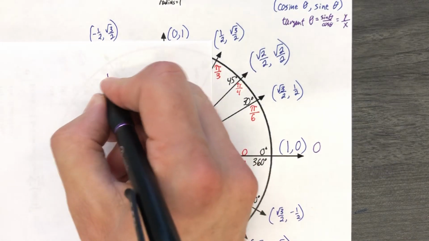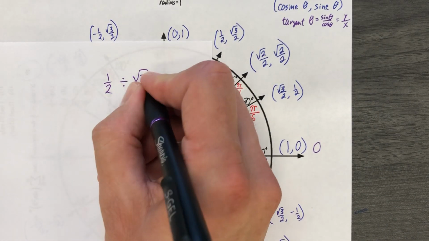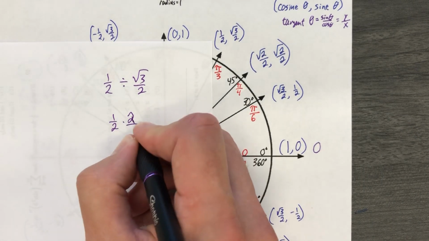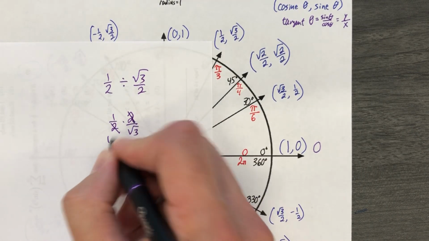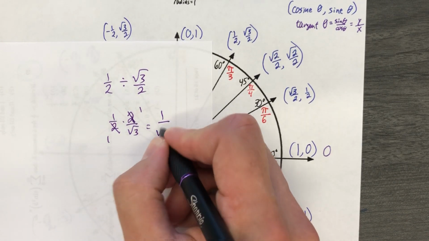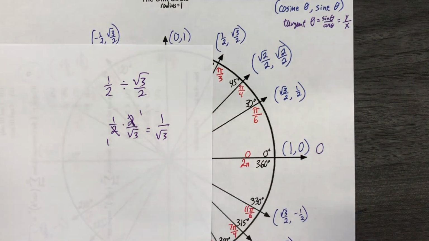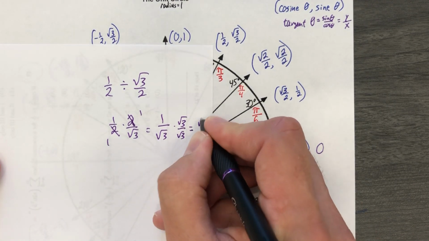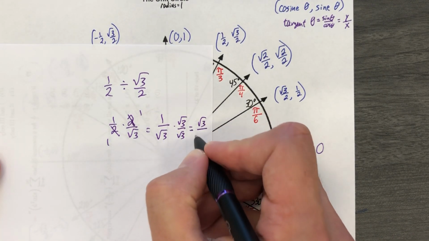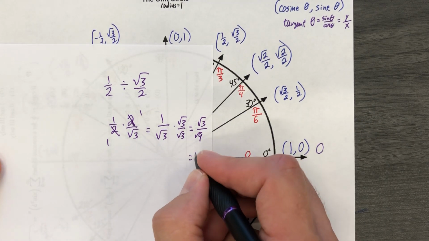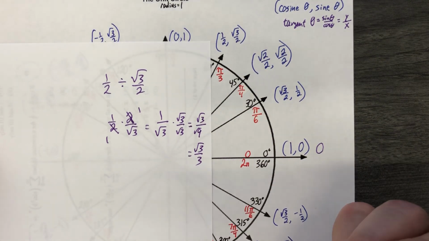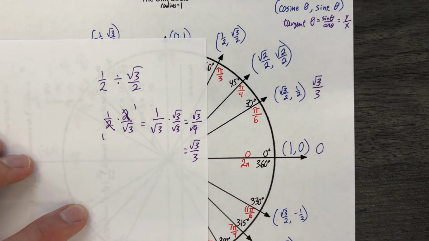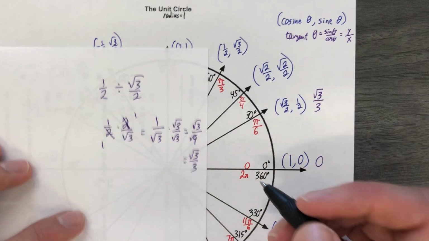Let's do it. 1/2 divided by square root of 3 over 2 is the same thing as 1/2 times 2 over the square root of 3. The 2's would cancel, and it leaves me with 1 over the square root of 3. Nobody likes radicals in the denominator, so we multiply by the square root of 3 over itself. That gives me square root of 3 over the square root of 9, which is square root of 3 over 3. That was a lot of work just to find out that this is the square root of 3 over 3.